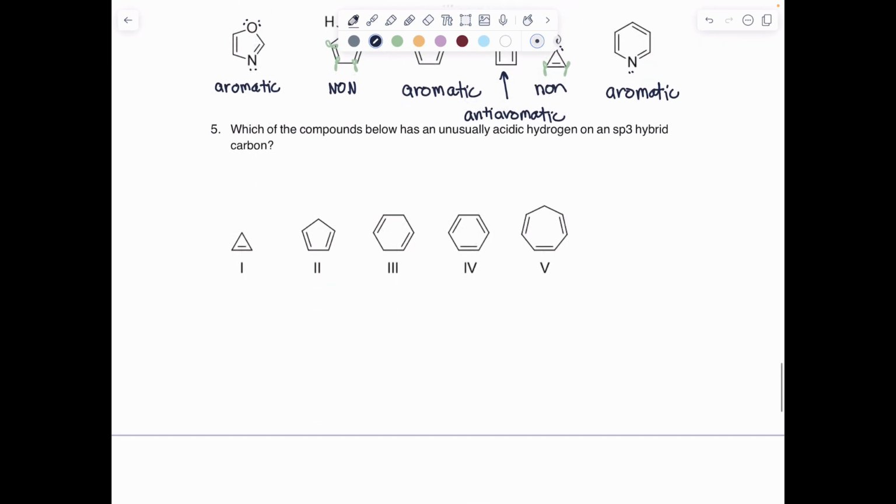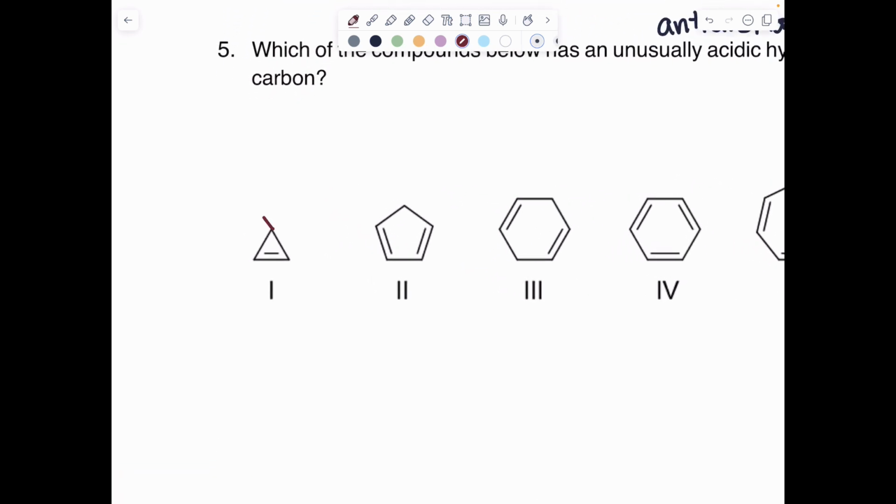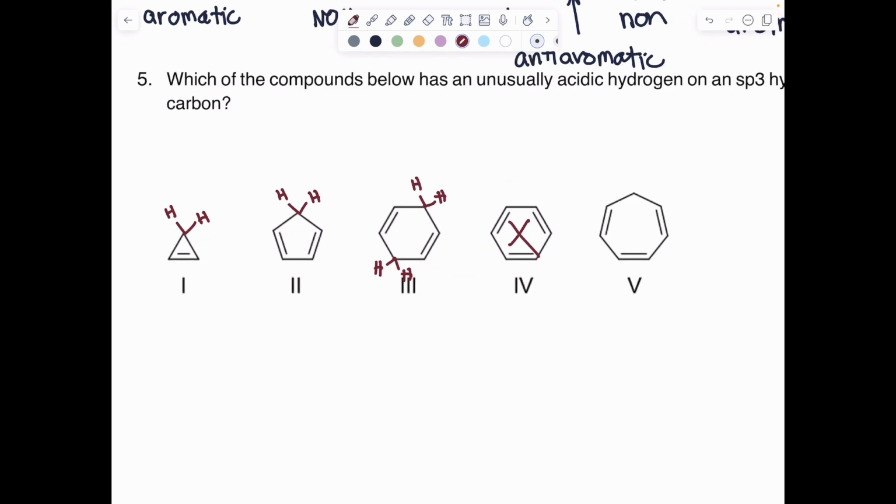Okay, question 5. Which of the compounds below has an unusually acidic hydrogen on an sp3 carbon? So I think what makes the most sense to me is to find the sp3 hybridized carbon and draw in the invisible hydrogens. So here we have this carbon that has 2 hydrogens. This one has 2 hydrogens. This one has 2 on either side, so it could be either of these that we're looking at, but they are equivalent. This one has none, and this one has 2.